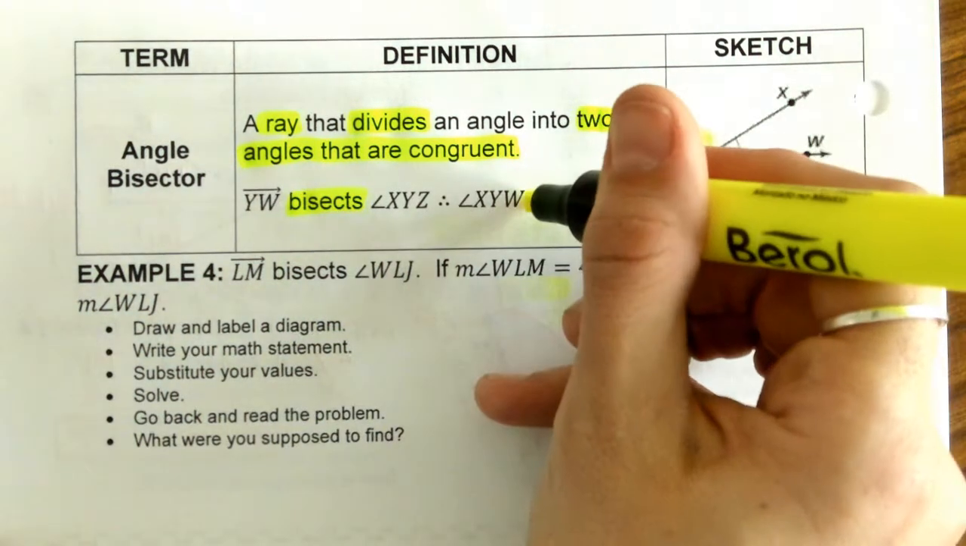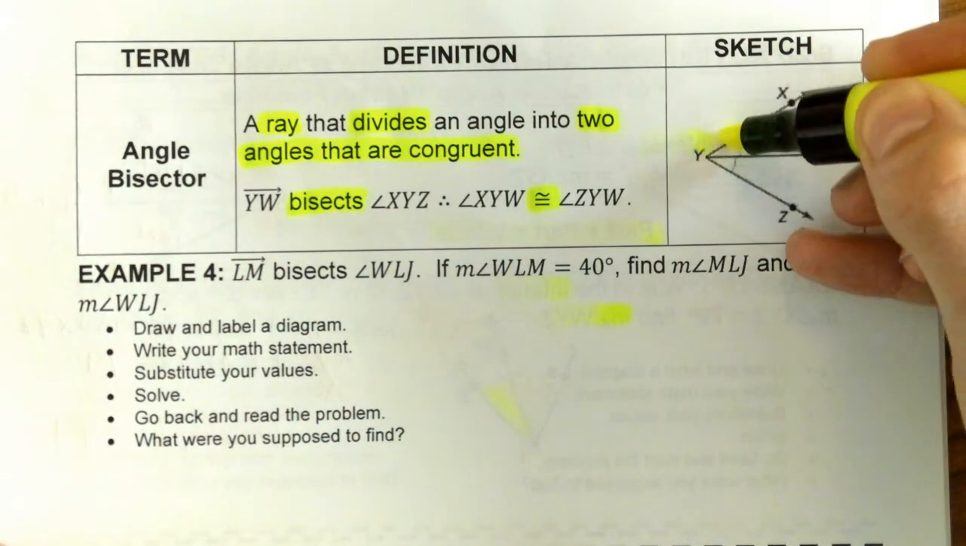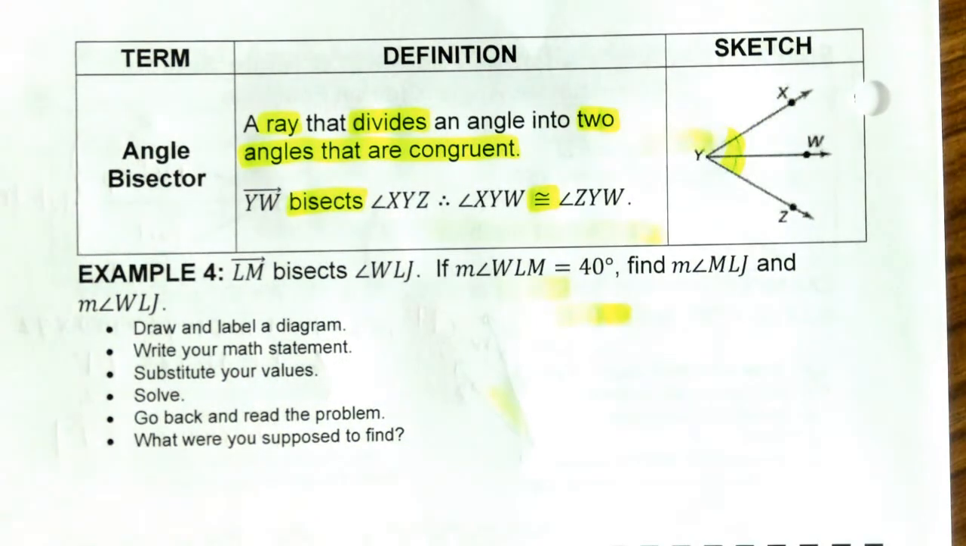And so here we have congruence. What's going to happen in these pictures that you're going to have to see or draw are little arcs here. Just like with a segment, when we had a midpoint or segment bisector, we had tick marks. With the angles, we draw these little arcs in there.